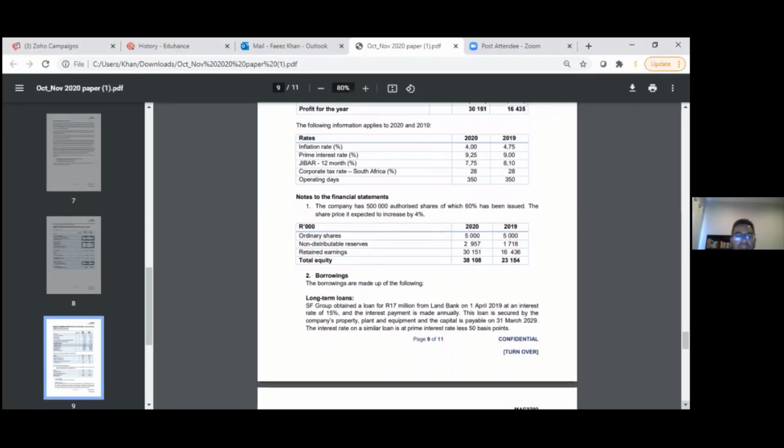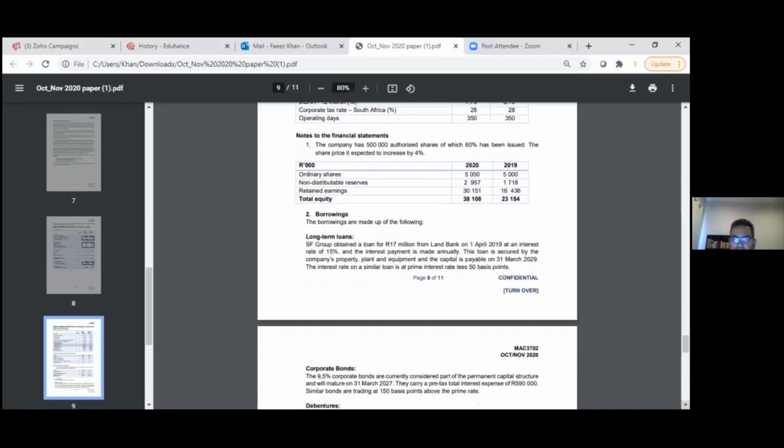Now they say notes to the financial statements. Note number one. This is what we're looking for: equity. The company has 500,000 authorized shares, of which 60% has been issued. The share price is expected to increase by 4%. Then we have ordinary shares, non-distributable reserves, and retained earnings. So total equity is made up of those three things. That's fine. We're only interested in ordinary shares.